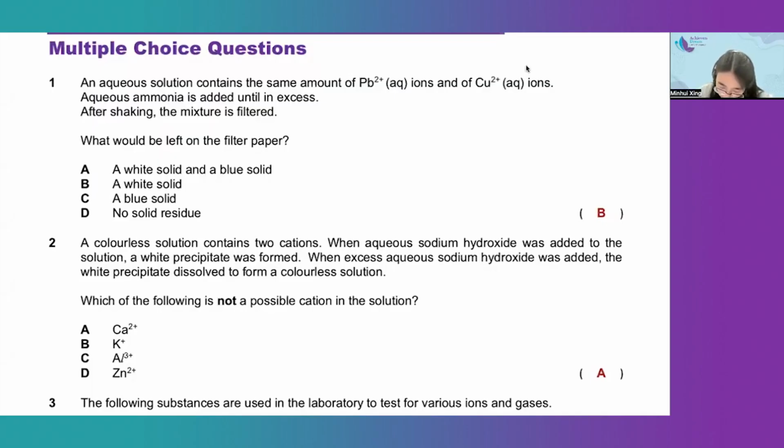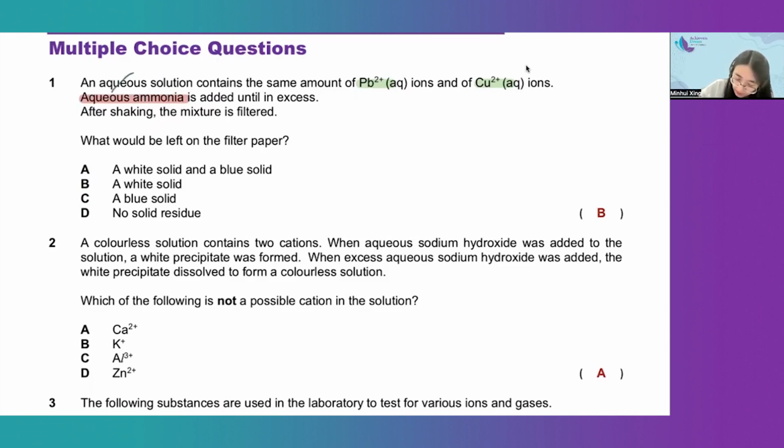Question 1. An aqueous solution contains the same amount of Pb2+ and Cu2+ ions. Aqueous ammonia is added until in excess. After shaking, the mixture is filtered. And the question asks what will be left on the filter paper.